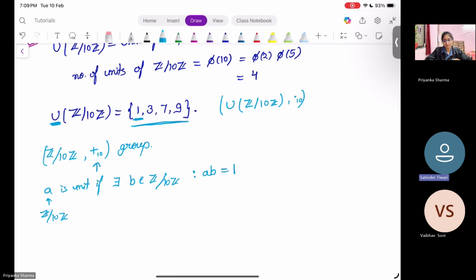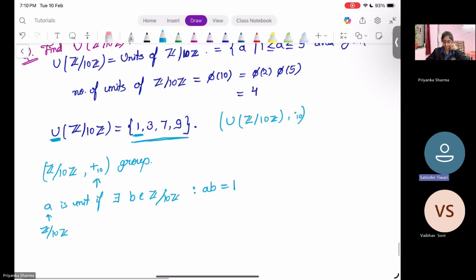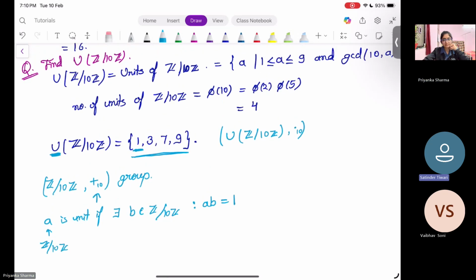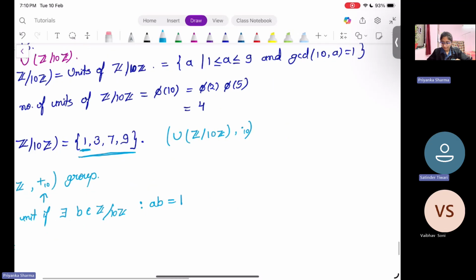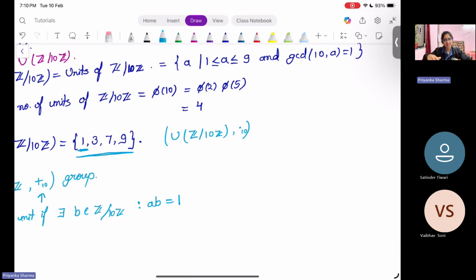So if a single element gives us 1, then it will be considered a unit, no? Otherwise we can say its inverse exists. I'm understanding that the elements are 0 to 9 in Z mod 10Z. Now when we do the multiplicative operation, we have to see the elements for which we are getting 1 mod 10, and those elements will be considered units, I think. Yes, yes. And actually the GCD of 10 and a being 1, this condition is equivalent to that.